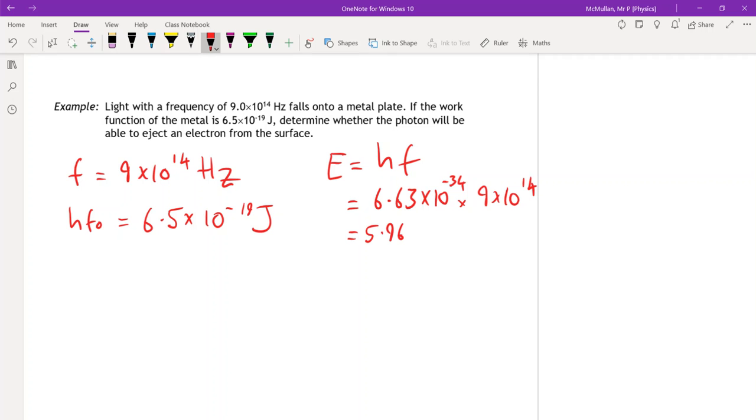I'm just going to use the full number because we're being asked to provide a yes or a no answer, not a numerical answer. So, is HF greater than or less than HF naught? Is the energy of the photon, and that's what this is, remember.